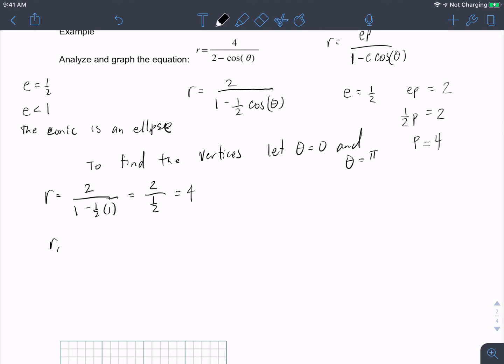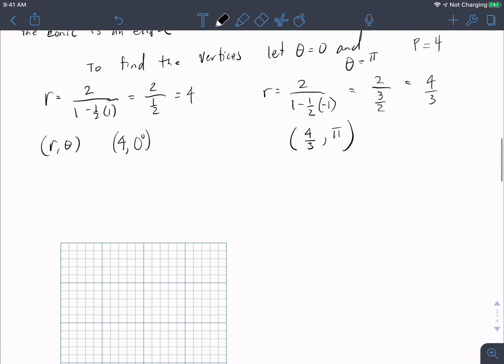And so we have to remember we're talking about polar, and so it's r and theta. So our radius is 4, but our theta angle is 0. So that's really a 0 angle. To find the other, we're going to go r is equal to 2 over 1 minus 1/2, but cosine of pi is -1. And so we're going to end up with 2 over 3/2, which will then be 4/3. And so this point will be 4/3 for the radius, pi.